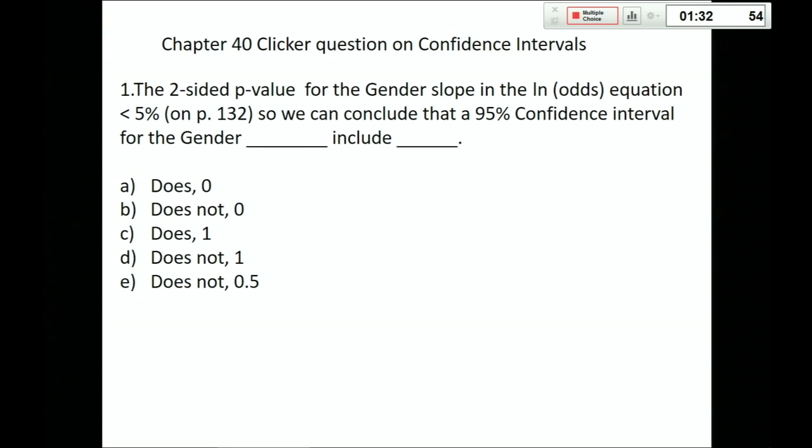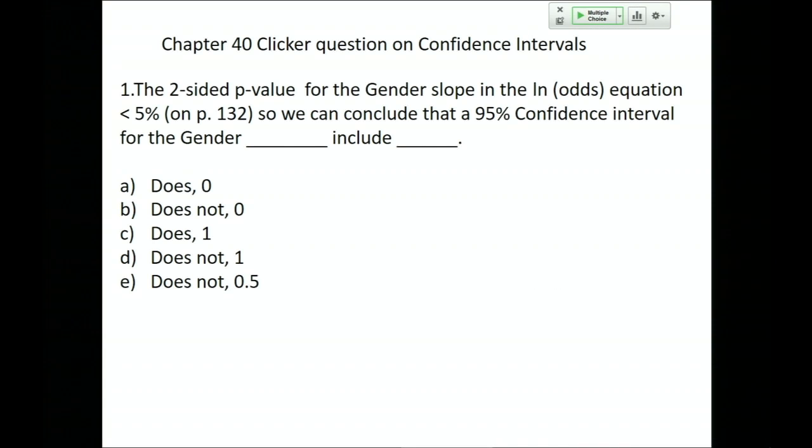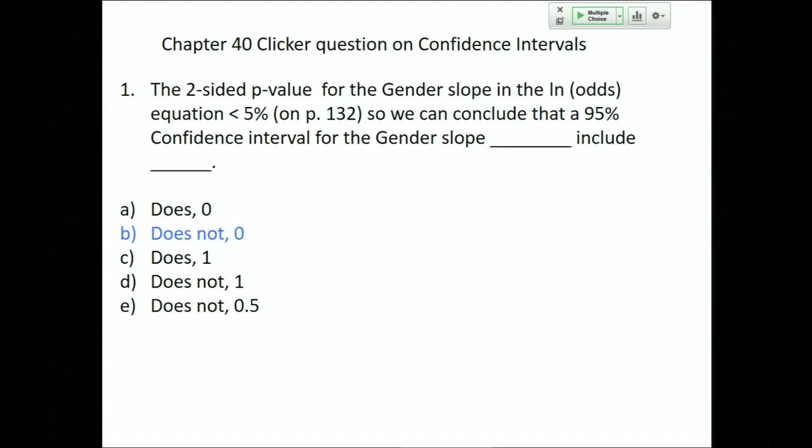All right, did everybody make a choice? Let's see what you chose. Good, that's right. Does not include 0. Remember, the null is that the slope is 0, and so the interval does not include 0. That was what we're testing, the null. Okay, so now let's go to the next one.